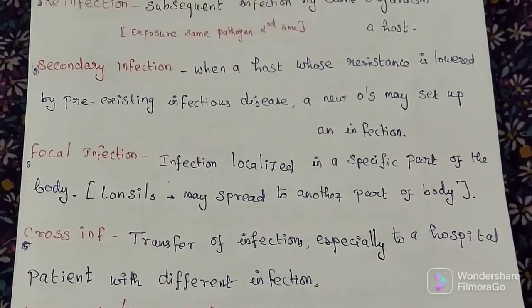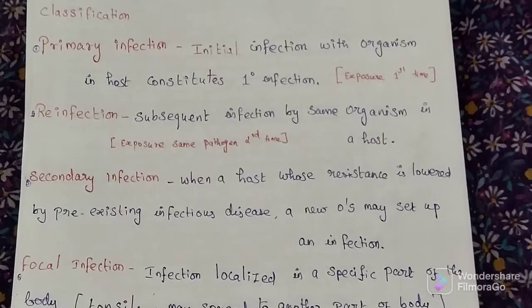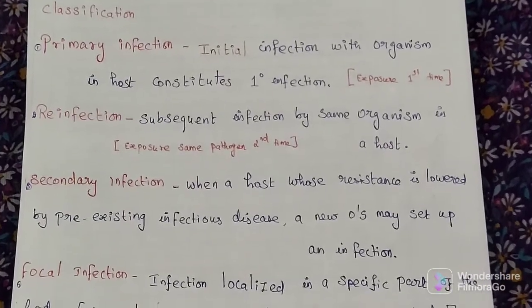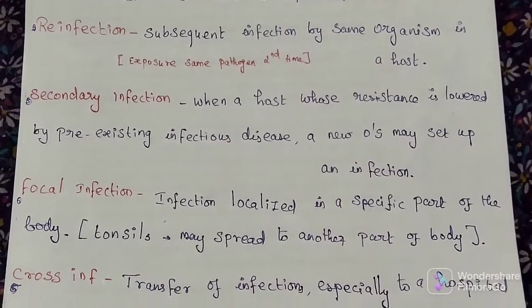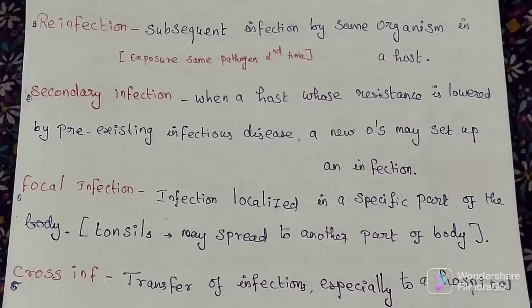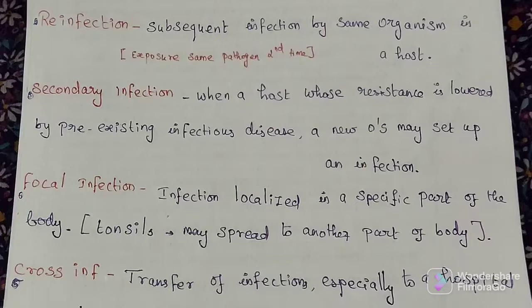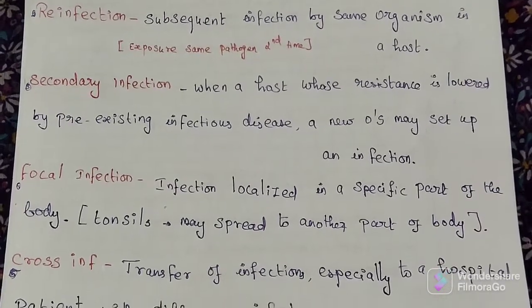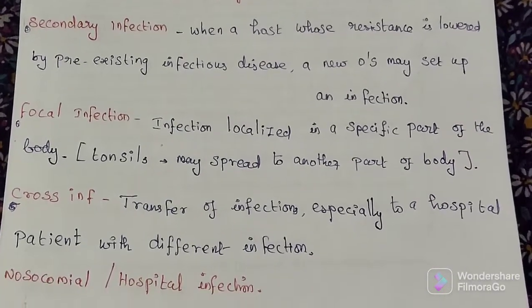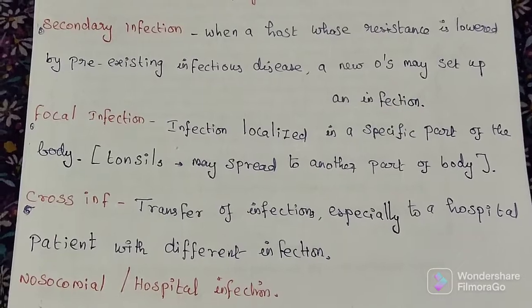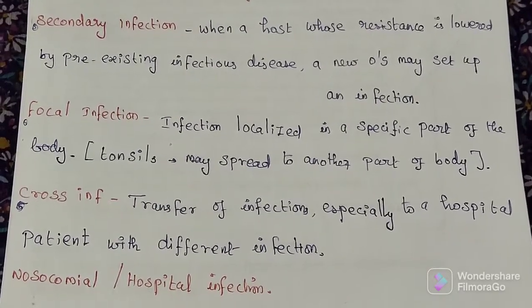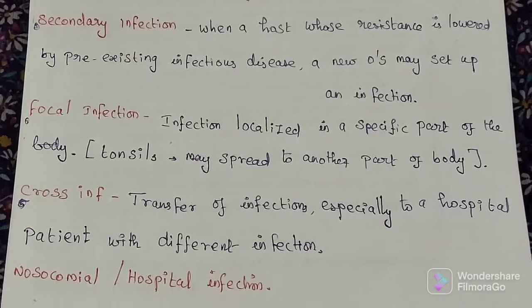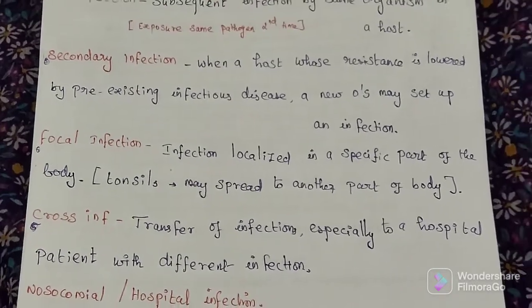These are the different types of infection. What are the types? Primary infection, reinfection, secondary infection. Focal infection means it is localized to a specific part, then it will spread to all other parts of the body. Then cross infection, mainly in the hospital environment, causes infection. It is also called nosocomial or hospital acquired infection.